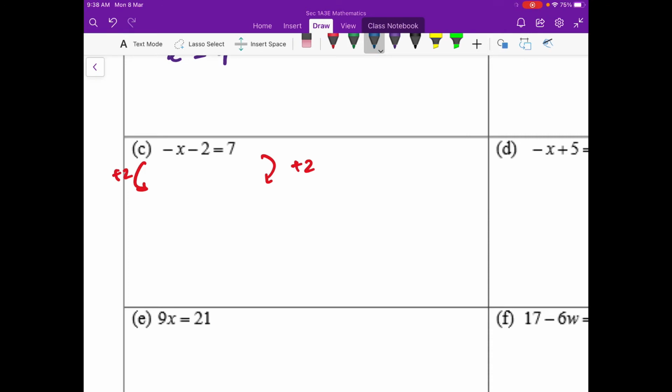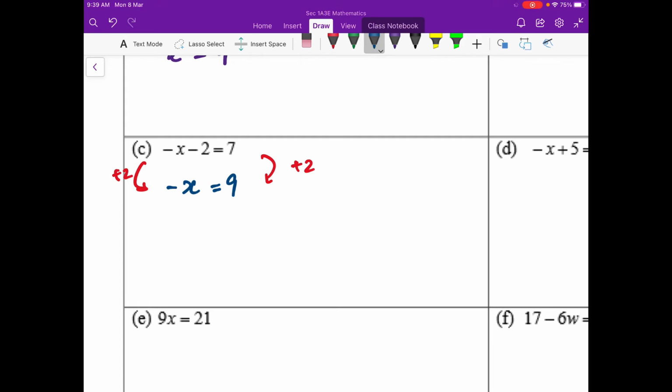Let's see what happens. Plus 2, plus 2. So negative x minus 2 plus 2 gives me simply negative x, because this action of adding 2 removes the negative 2 already. On the other side, we have 7 plus 2, which is 9. Now, I got negative x is equal to 9.